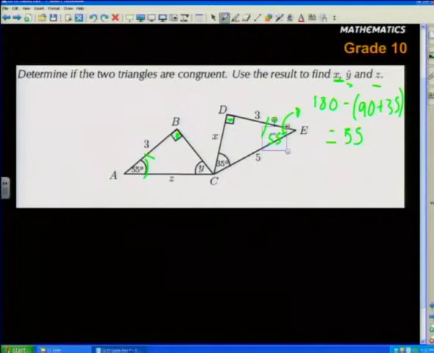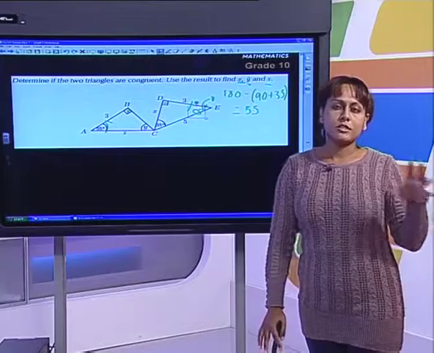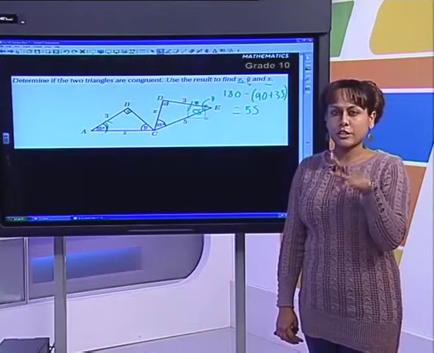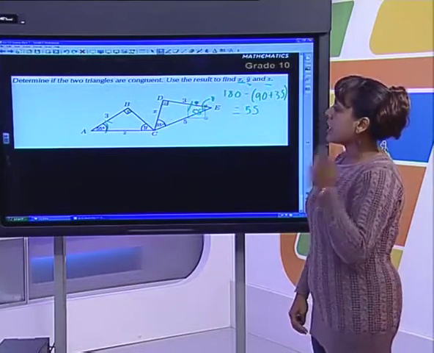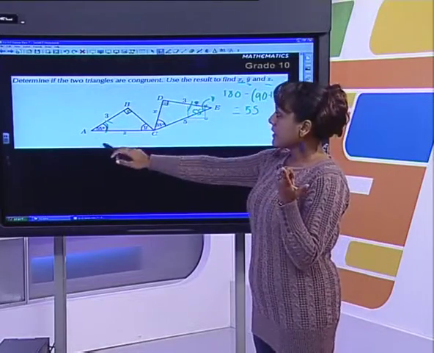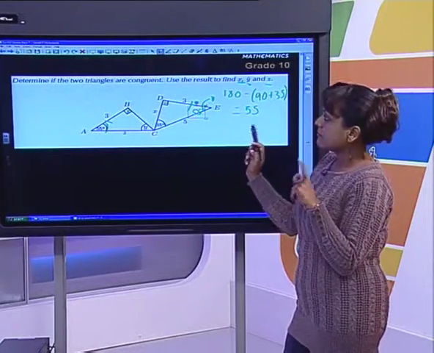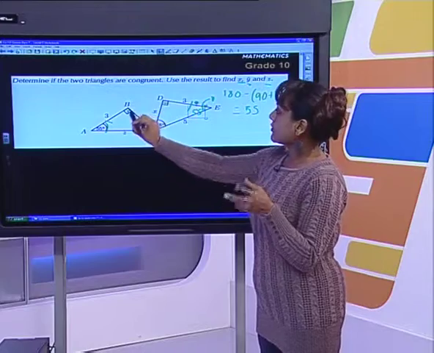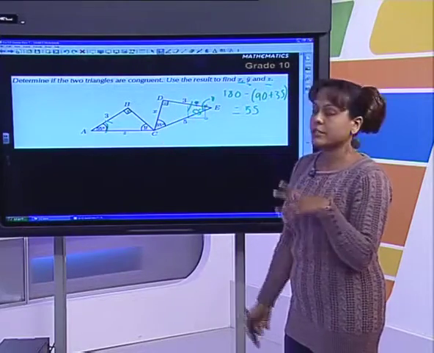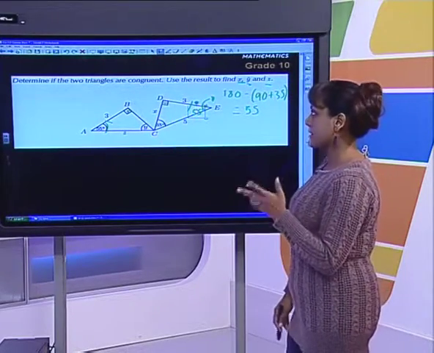Because we were given that angle A is 55 degrees, angle E is equal to angle A is equal to 55. Now let's see if we've got enough information to actually prove that these are congruent. I've got AB is equal to DE, so that's a side. We've got angle B is equal to angle D because they're 90 and they gave that to you, so that's an angle.